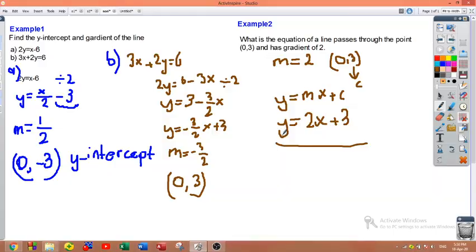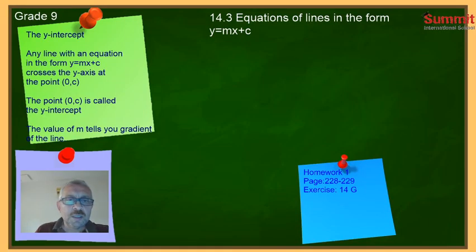Let's see the homework. The homework is pages 228 and 229, exercise 14G. With this we finish our lesson. See you next lesson.